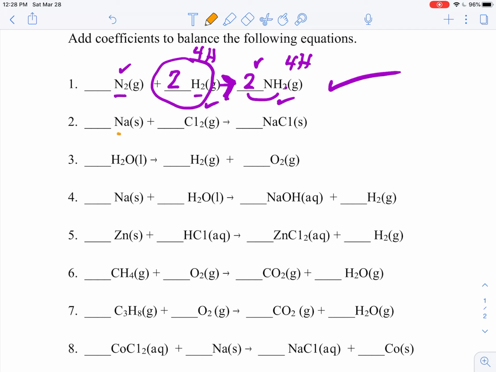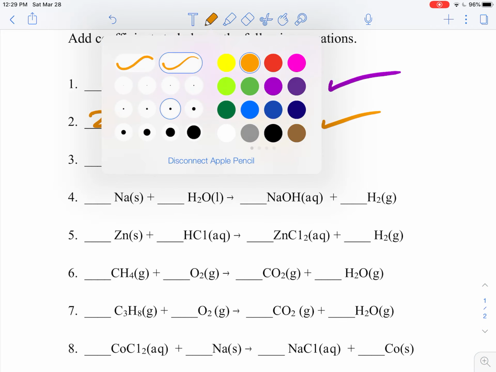Moving on to number 2, I have 1 sodium, 1 sodium. I have 2 chlorines on the left, only 1 chlorine on the right. That means I have to write down a coefficient of 2. So now the 2 chlorines are balanced, but the sodiums are not. So I have to go to the left and balance my sodiums with a coefficient, and I check off that they are now equal on both sides.